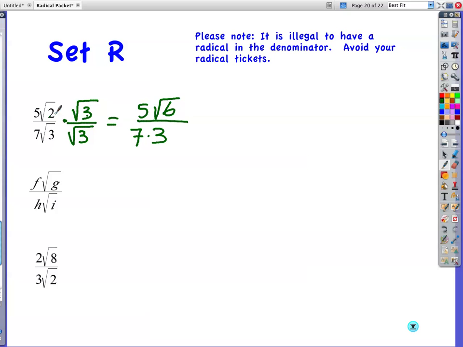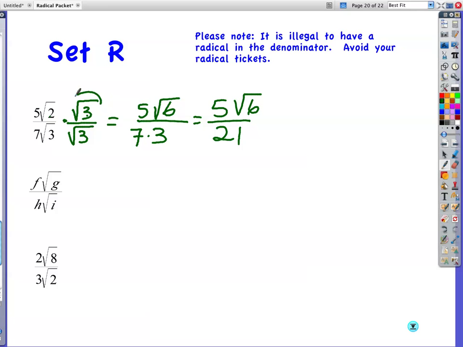And now I use that skill. I can write that square root 2 times square root 3 underneath the radical of square root 6. Not square root 5, but square root 6. All right. And then I'm going to simplify out 5 square root 6 over 21.